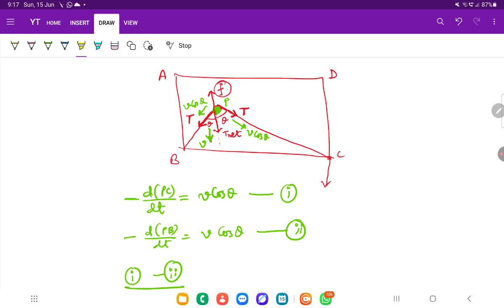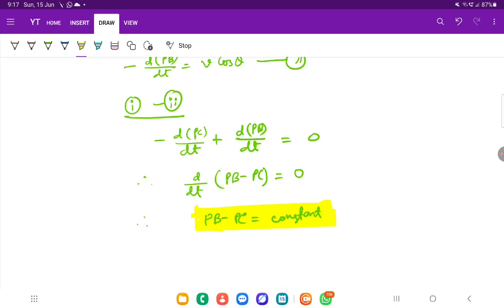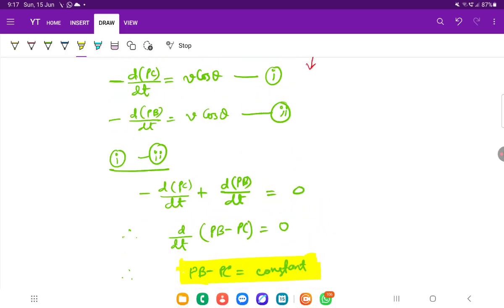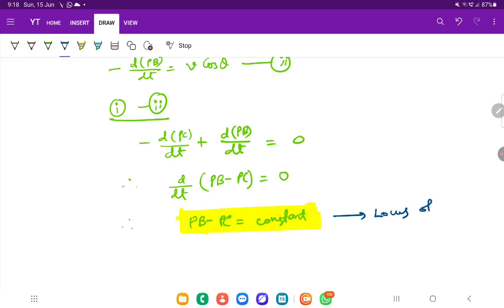So P is an arbitrary point, and the location of P will denote the trajectory of the coin. So PB minus PC is constant. Now recall from coordinate geometry that when an arbitrary point is moving in a plane in such a way that the difference of its distances from two fixed points is constant, we call it a hyperbolic trajectory, right? If the sum was constant, we would have called it an elliptical trajectory. So this is nothing but a hyperbola. I mean the locus of P is a hyperbola. Let me write it like this: locus of P is a hyperbola.